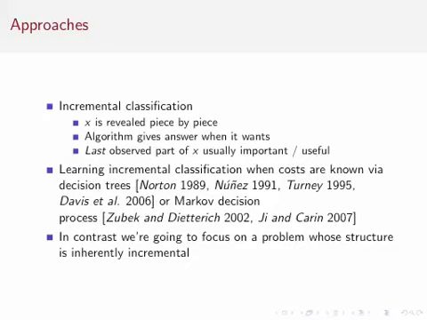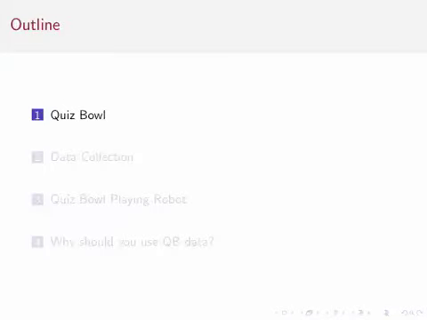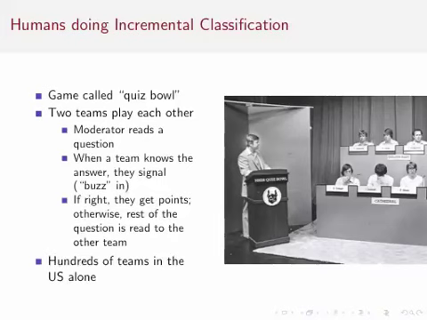And this has been studied a lot when the costs of each feature are known, particularly in decision trees. And in contrast, we're going to investigate a task here that's inherently incremental. And that task is called Quiz Bowl. So Quiz Bowl is a game typically played between schools where you have two teams in a room and a moderator. A moderator reads a question, and when a team knows the answer, they hit a little button called a buzzer, and they buzz in.